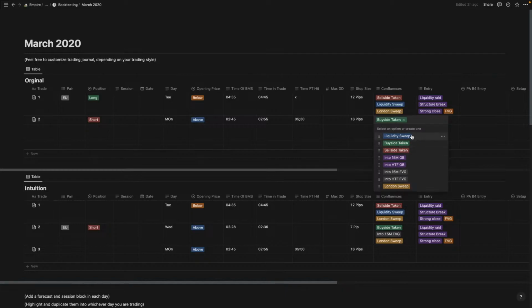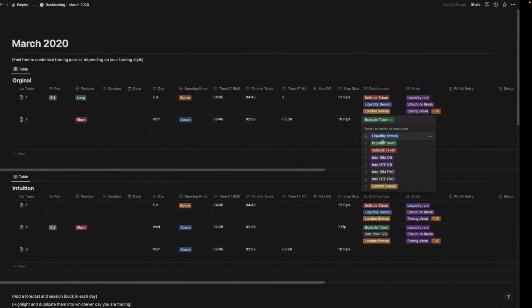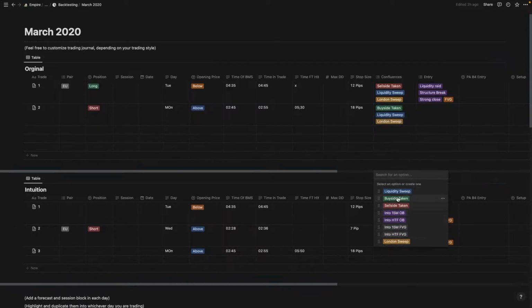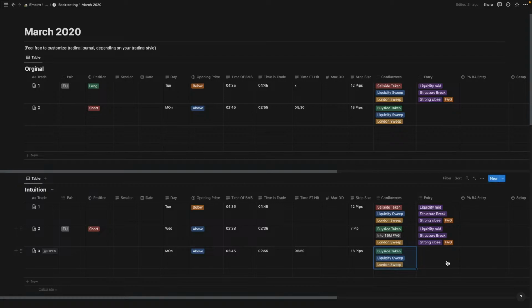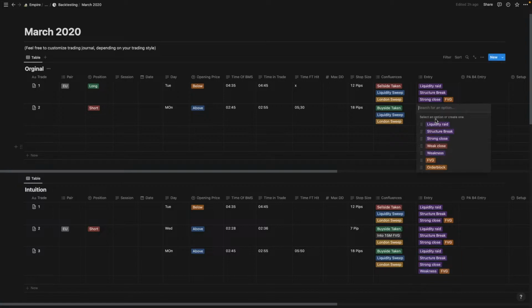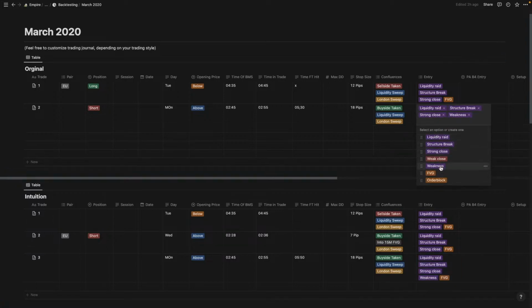Buy side. There was a liquidity sweep. Then it was London sweep. Buy side liquidity London, structure break, strong close, weakness, and a fair value gap. Same thing here. Liquidity, structure, strong close, weakness, fair value gap.